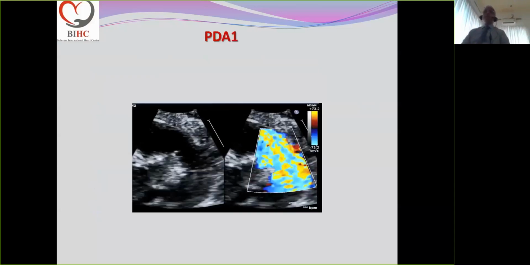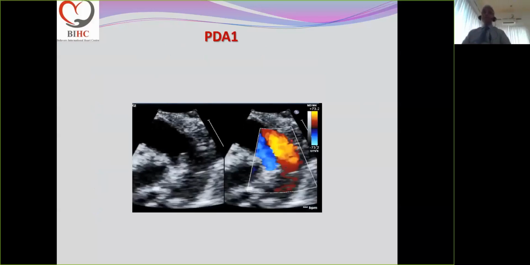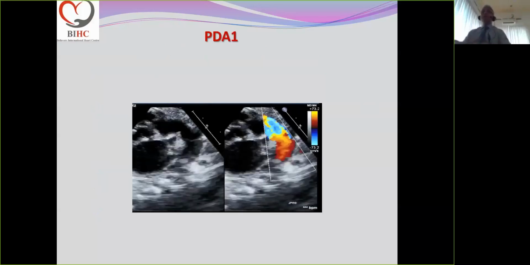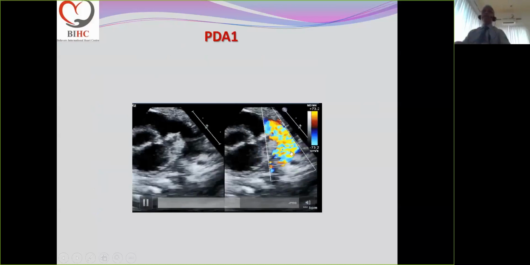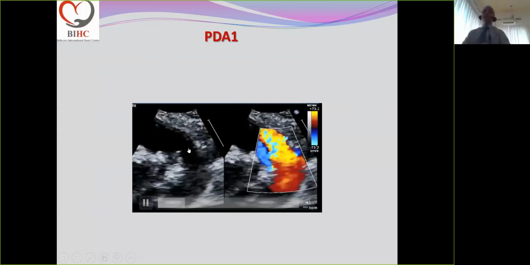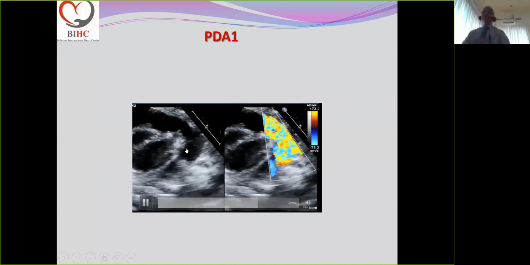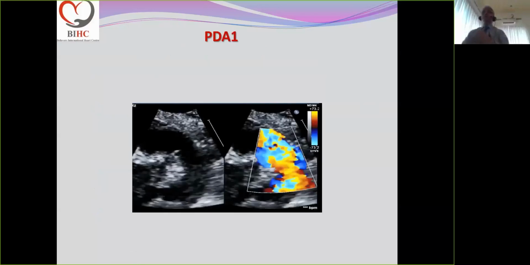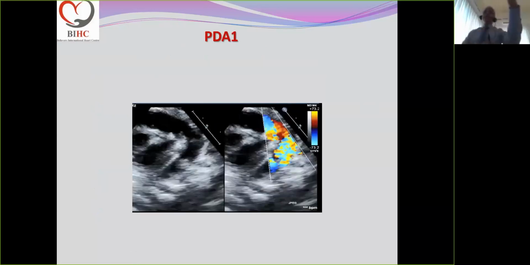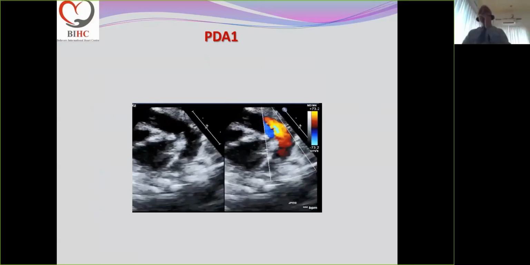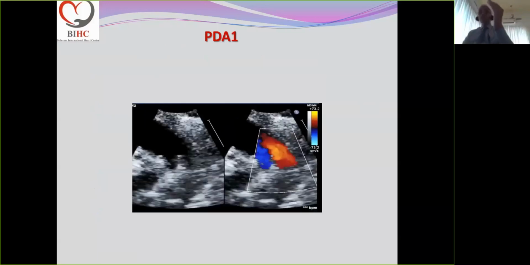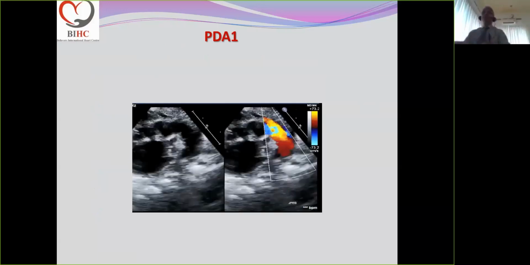This is a ductal view. Look at that color flow, the red flow which is going here. And if you see the same area on this side of the image without color, that is where the duct is. On the lower side of the image, you have the descending aorta. On the upper side, you have the pulmonary artery. The duct is superior and lateral to the left pulmonary artery. So this is what you find.